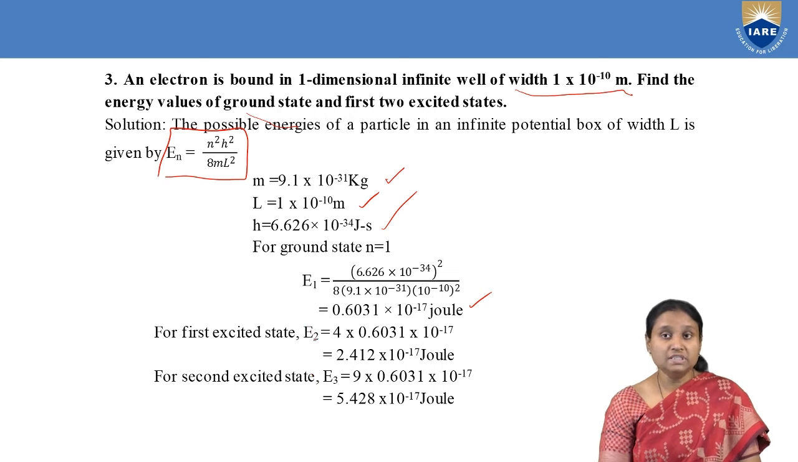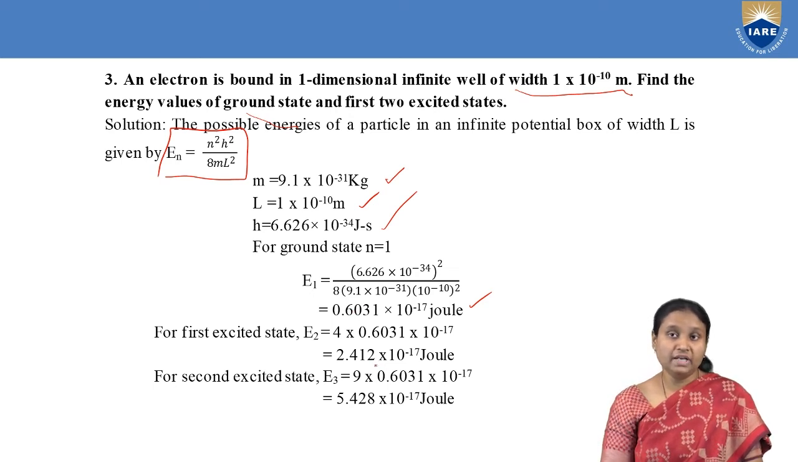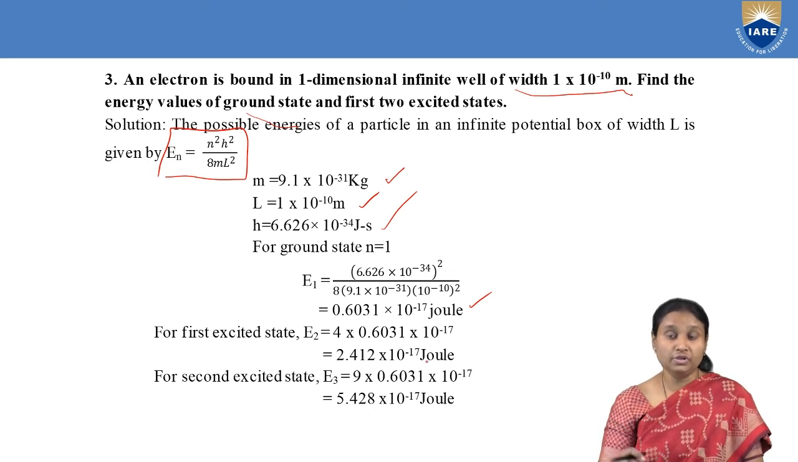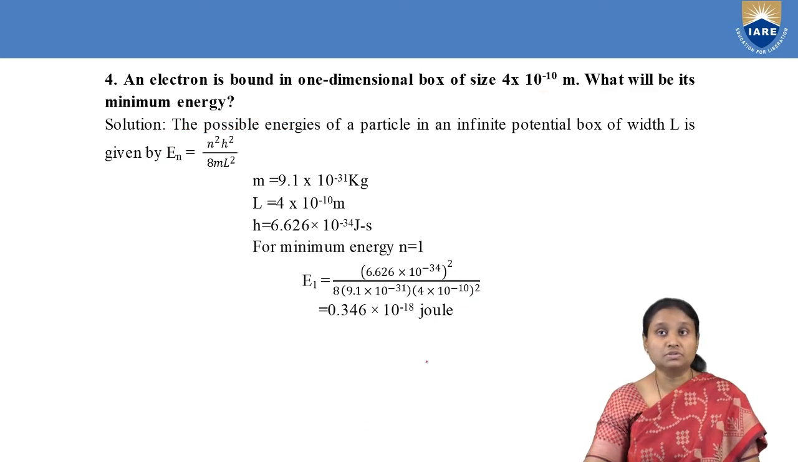We know that the first excited state E2 is 4 times the ground state energy. So once we have calculated this, it will be easy for us to find any excited state value. This first excited state comes out to be 2.4 into 10 power of minus 17 joules. Whereas for the second excited state, E3, it will be 9 times E1. So it comes out to be 5.4 into 10 power of minus 17 joules.